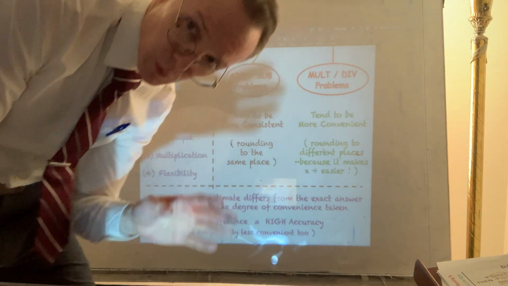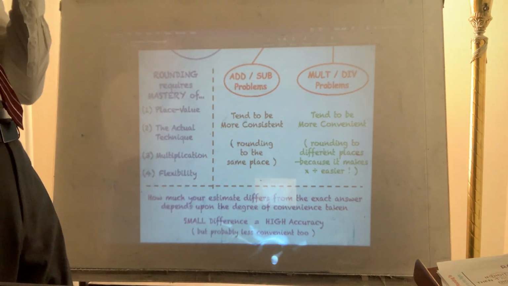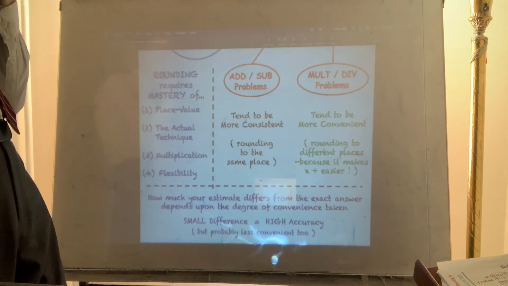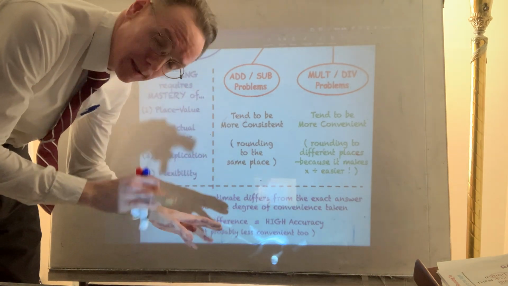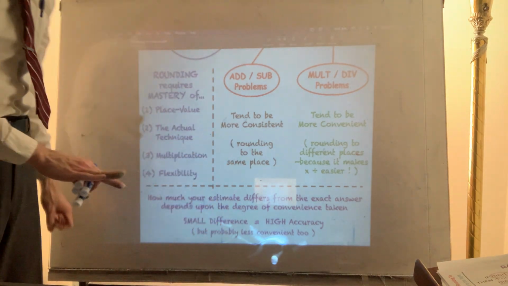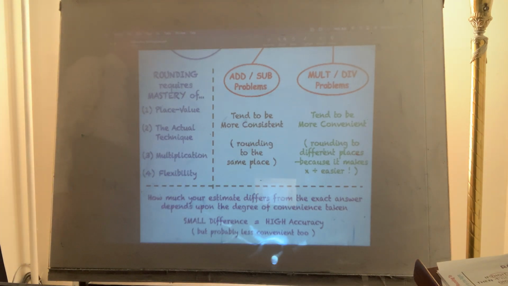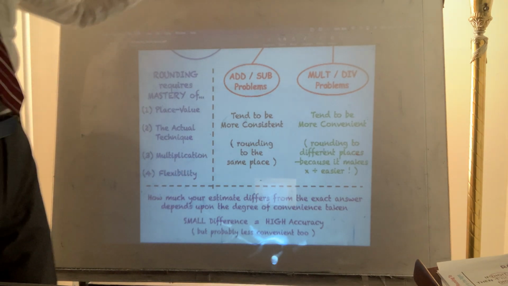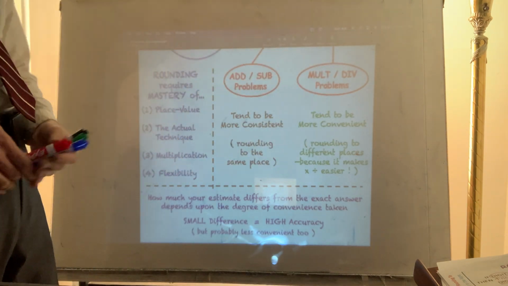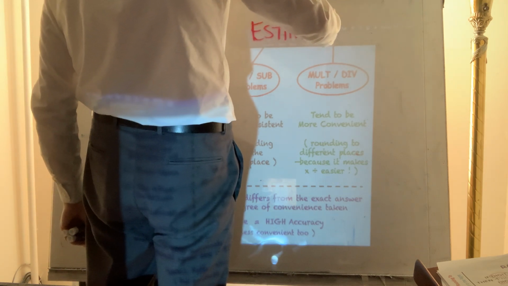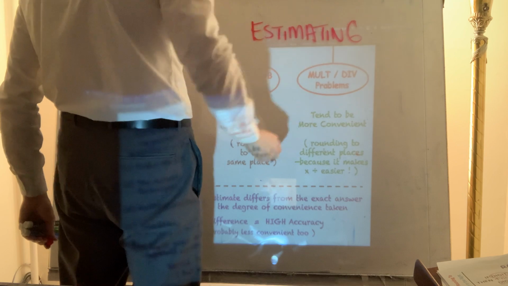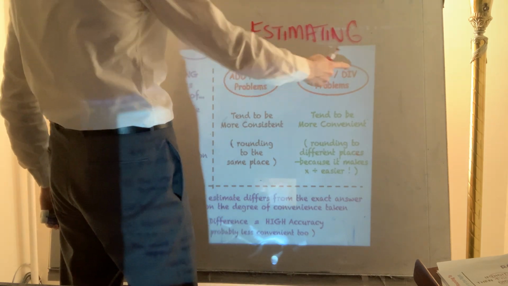Multiplication, that's what I was alluding to before. If you have to multiply something, know your multiplication tables by heart, please. Because it's rounding, you have to engage in a little bit of flexibility, which is why several different answers might be acceptable for the same problem. When you're doing estimating, which I'll just put up here, I would apply different procedures depending upon whether you're adding, subtracting, multiplying or dividing.